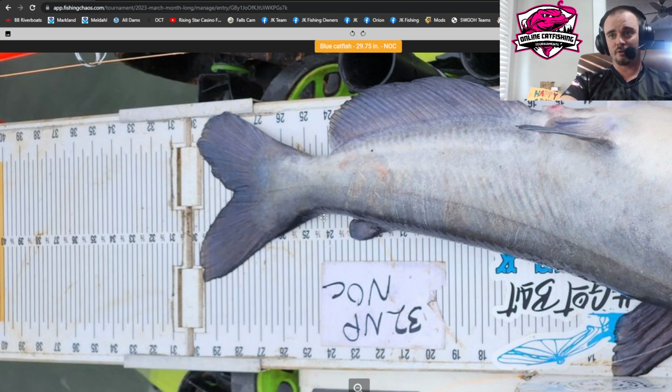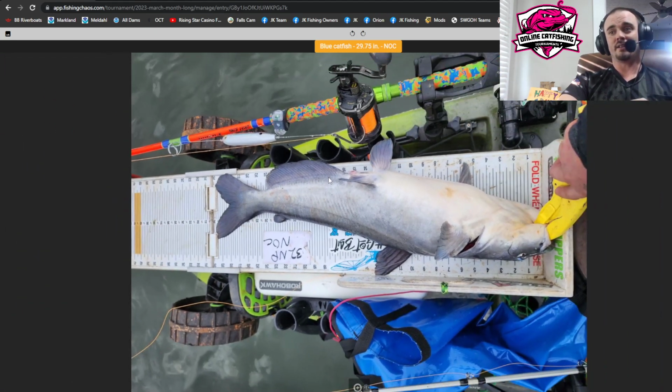Now, if this fish came to right here, made a little bump and went straight and stopped at that 29.75, perfect submission. However, since this tail fin spread, I did have to DQ this fish in the slot. And that doesn't go just for the month-long slot that OCT hosts. Any event that we host, if there's a slot, this tail fin cannot be spread.